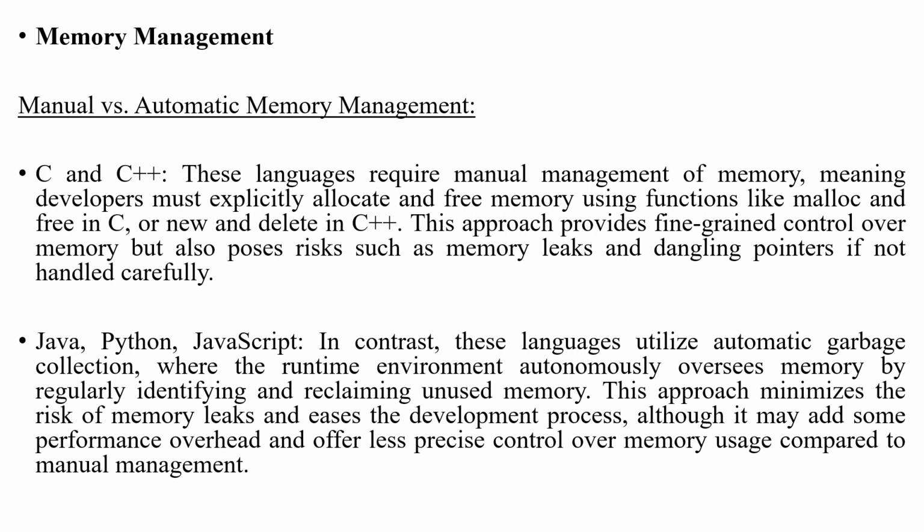Java, Python, and JavaScript, in contrast, utilize automatic garbage collection, where the runtime environment autonomously oversees memory by regularly identifying and reclaiming unused memory. This approach minimizes the risk of memory leaks and eases the development process, although it may add some performance overhead and offer less precise control over memory usage compared to manual management.